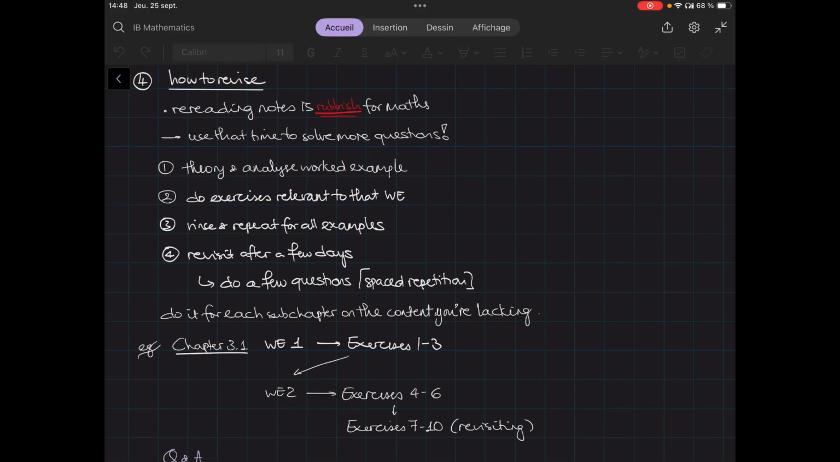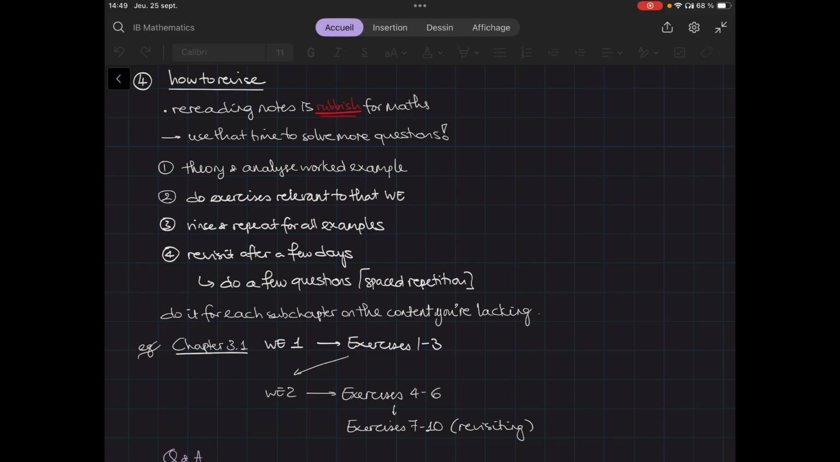After talking about what to revise, now we'll talk about how to revise. First and foremost, rereading notes in math is absolute garbage. Do not ever do that because it doesn't work. Use that time to solve more questions. If you're on Instagram and you see people showing off their fancy, beautiful notes for math, I would say it is a colossal waste of time. Instead of making your notes look absolutely spotless, your job is really to just do more questions.